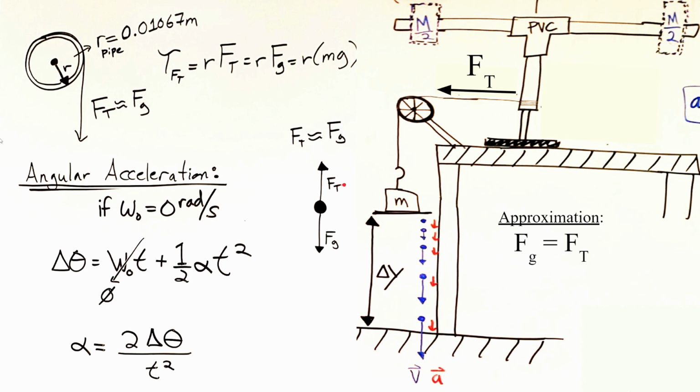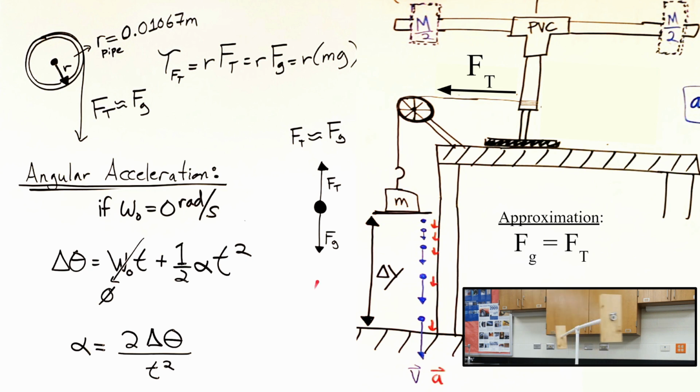We said the force of tension is equal to the weight of the hanging mass, and we use that force to calculate the torque applied to the system. So that's how we found the torque: taking the radial distance, this value, times mg.